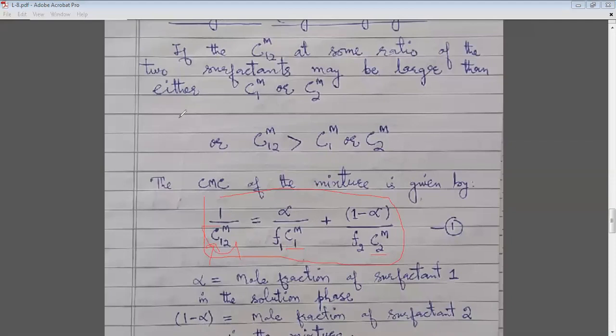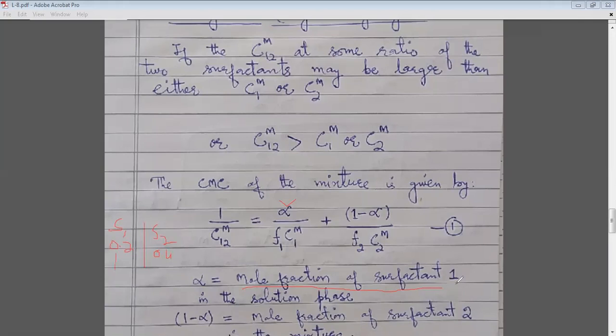That means 1 by CMC of this mixture is basically equal to alpha. Alpha here is not the degree of dissociation. You have to remember it is the mole fraction of surfactant 1. Suppose we have surfactant 1 here, S1 and S2. We are first taking, suppose, 0.2 mole fraction of 1 and 0.4 mole fraction of second. So this is the mole fraction of 1, which we will represent simply by alpha.